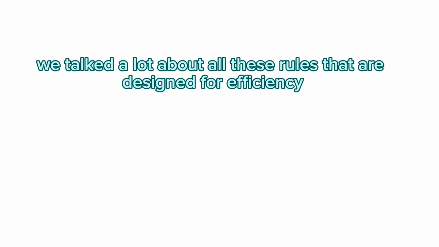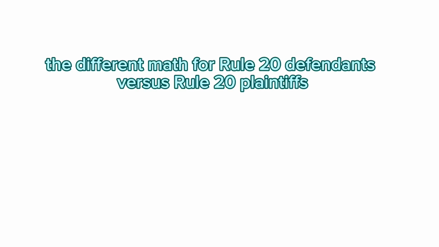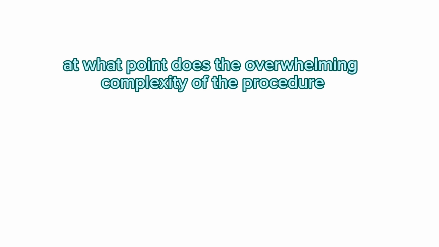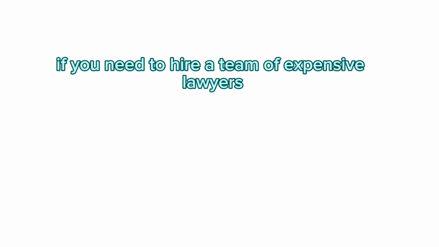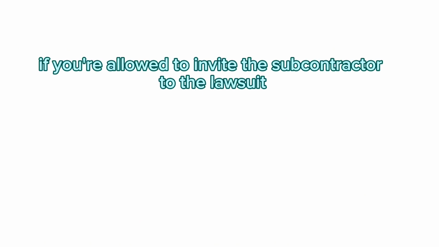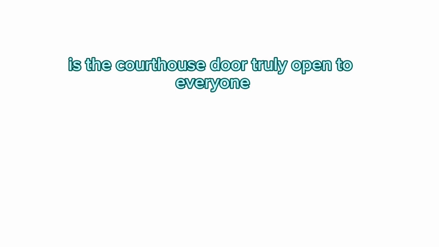So leave us with a final thought to chew on. We talked a lot about all these rules that are designed for efficiency, but notice just how complex they are. The 100-mile bulge, the supplemental jurisdiction exceptions, the different math for Rule 20 defendants versus Rule 20 plaintiffs. At what point does the overwhelming complexity of the procedure actually prevent a regular person from getting justice? If you need to hire a team of expensive lawyers just to figure out if you're allowed to invite the subcontractor to the lawsuit, is the courthouse door truly open to everyone?